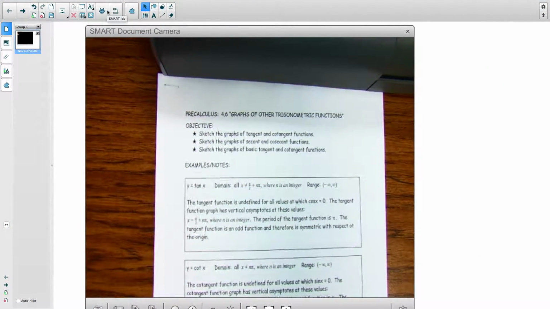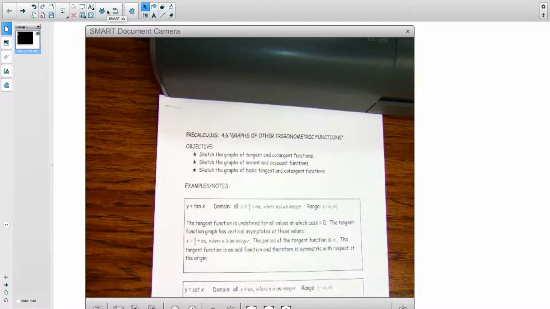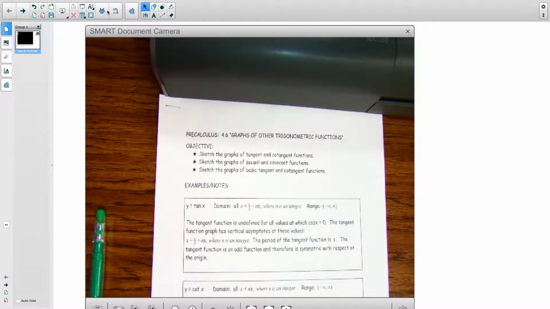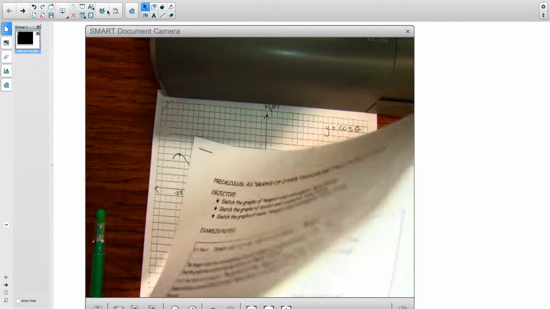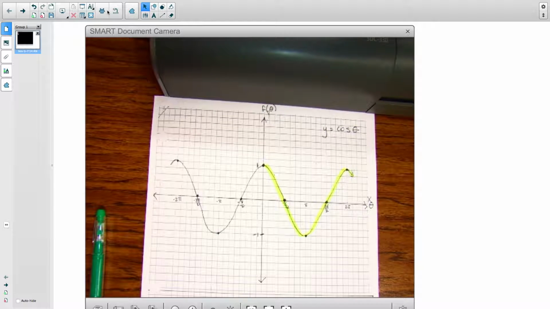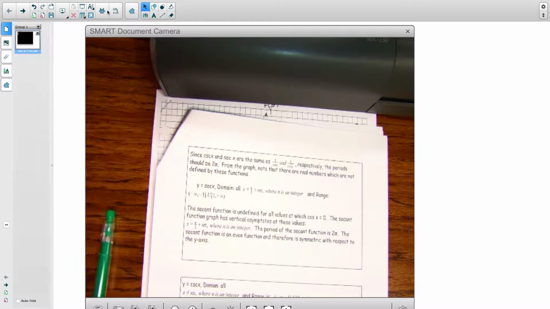All right. What we're going to do for 4.6 is look at graphing the other 4 trig functions: tangent, cotangent. We're going to start with, I'm going to flip over to the third page, secant and cosecant.